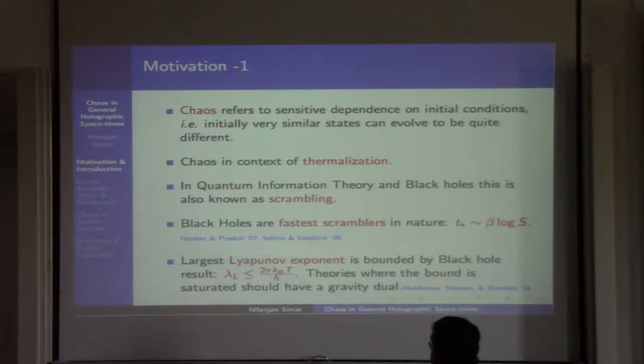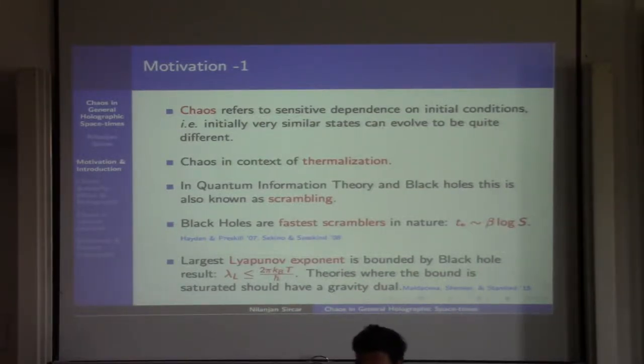Two years back, there was a proposal by Maldacena, Shenker and Stanford, where they said that the largest Lyapunov exponent in a quantum system is bounded by 2π k_B T/ħ. They found that in holographic systems this inequality is saturated. And then they went ahead and made a conjecture that theories where the bound is saturated would necessarily have a gravity dual. This is the stronger form of the conjecture stated in the paper.